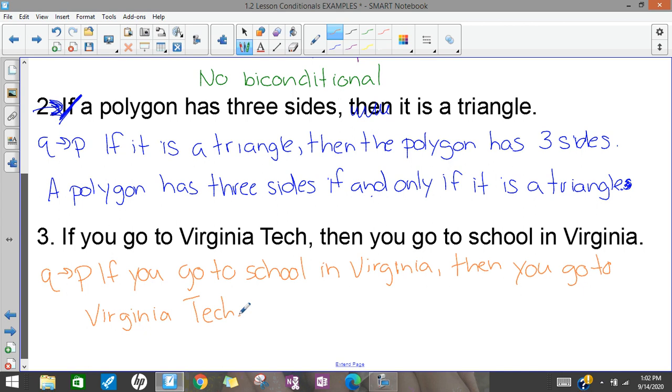So if you go to Virginia Tech, then you go to school in Virginia. Well, that's absolutely true because Virginia Tech is in Virginia. So if you're going to Virginia Tech, then you're in Virginia. The converse, if you go to school in Virginia, then you go to Virginia Tech. Well, that's just not true because there's lots of schools in Virginia, lots of universities, lots of high schools, lots of middle schools. So that is false. I could say a counterexample would be University of Virginia, and so we can't write a biconditional.